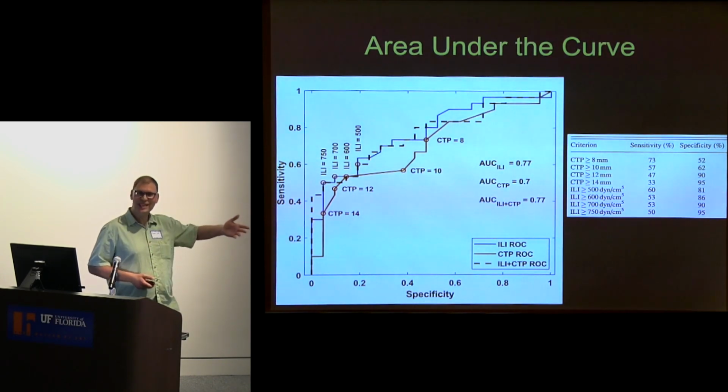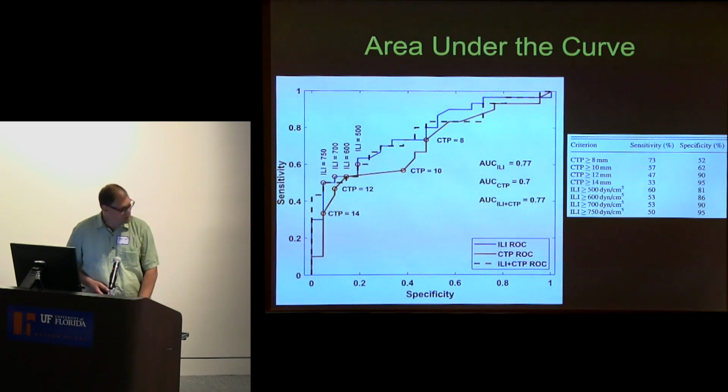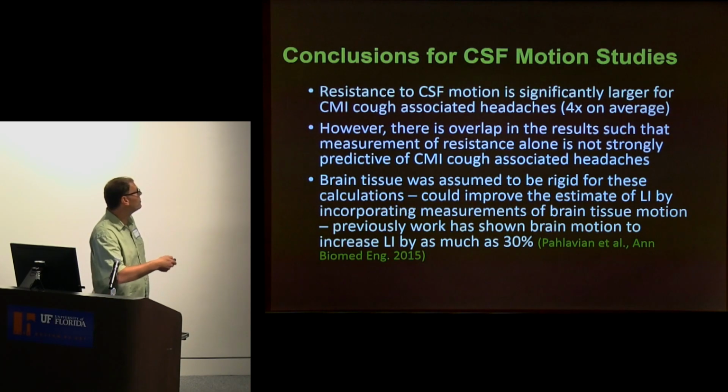Now, the good news is we did a little better than tonsillar position, but not much. They're almost the same. So why is that? Let me review here. Resistance to CSF motion is larger for cough-associated headache. However, there's overlap such that the measurement of resistance is not strongly predictive. Brain tissues are assumed to be rigid for these calculations. We could improve this by incorporating the measurement of tissue motion.